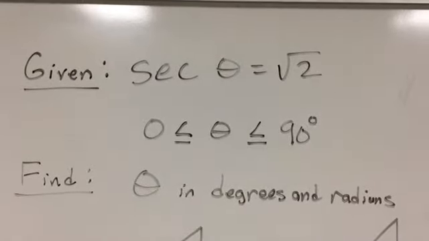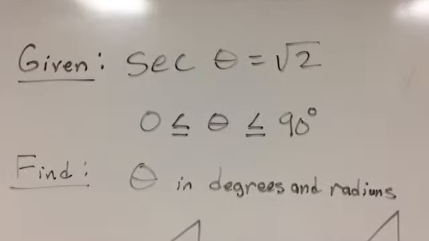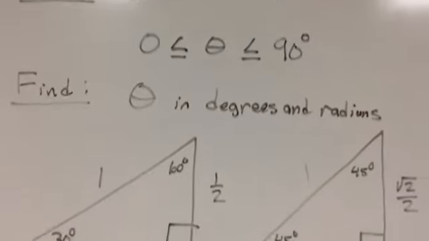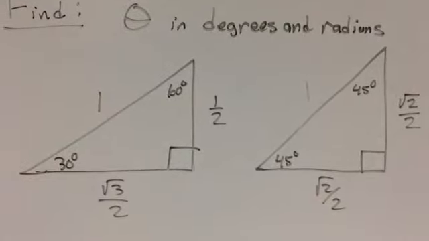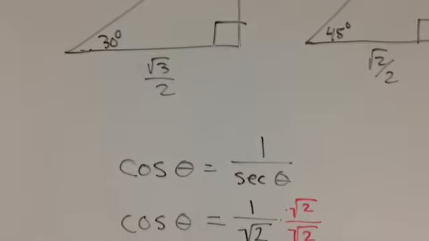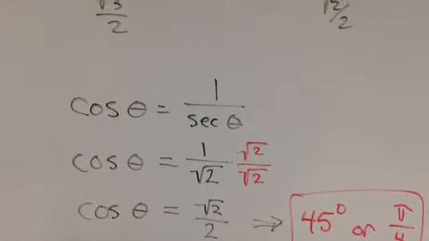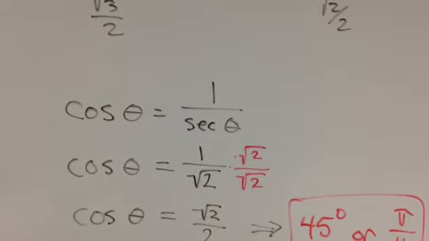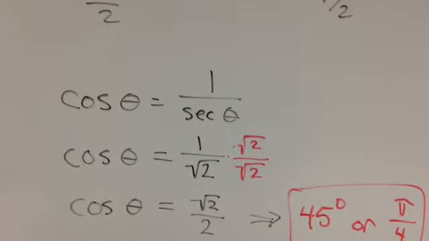If we are given the secant of an angle is equal to square root of 2, and the angle is between 0 and 90 degrees, find the angle in degrees and radians. This time, again, keeping in mind our two special right triangles, we know that there is a relationship between secant and cosine. Cosine is the reciprocal of secant, and therefore we could look at the trig expression cosine is equal to 1 divided by secant theta, since they are reciprocals of each other.